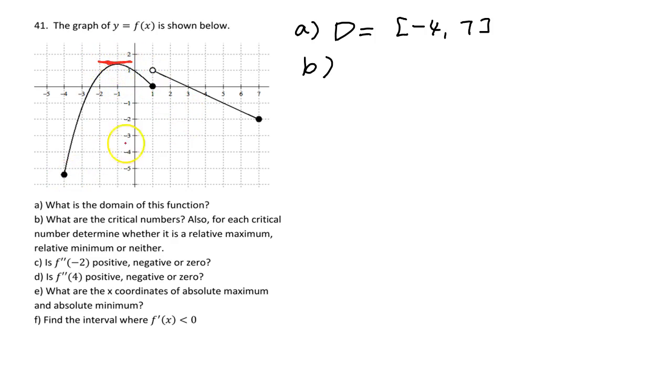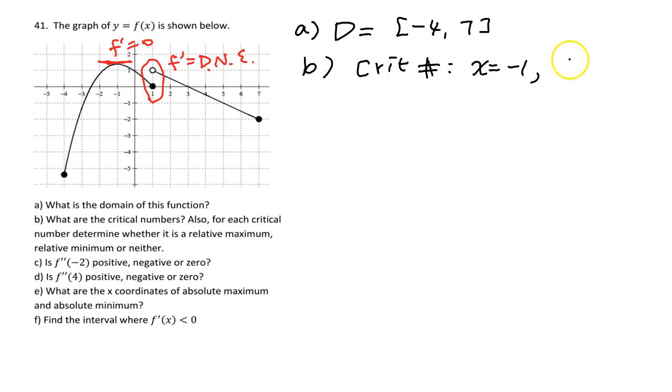there's a horizontal tangent, so f prime is 0 here. And also there's a jump discontinuity. If it's not continuous, we know that it's not differentiable. So this point will be the place where f prime does not exist. Okay. And for that reason, we know that critical numbers are x equals -1 and 1.